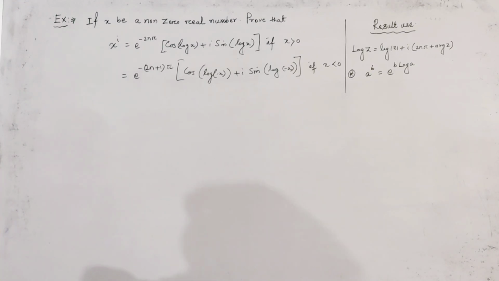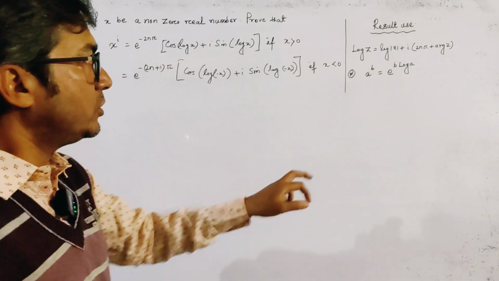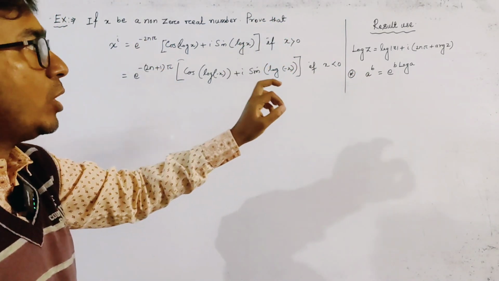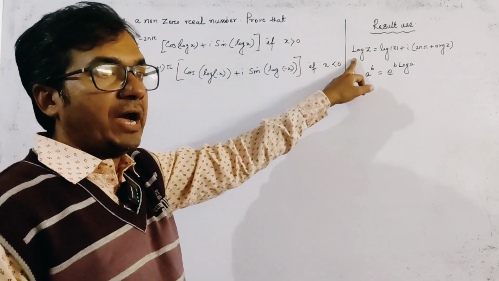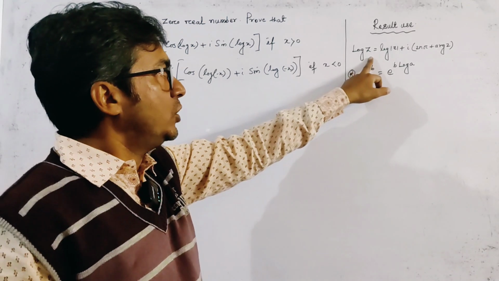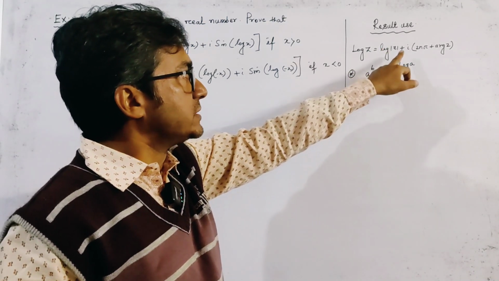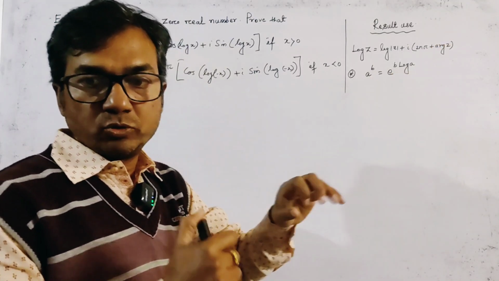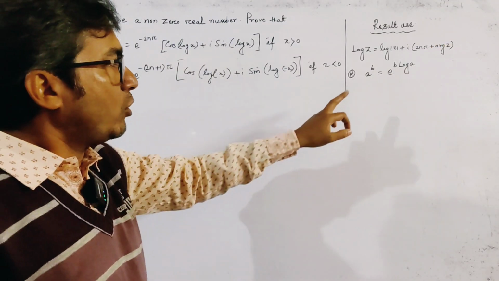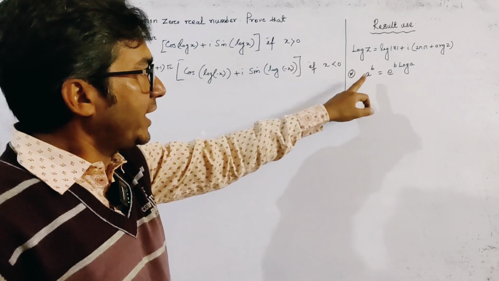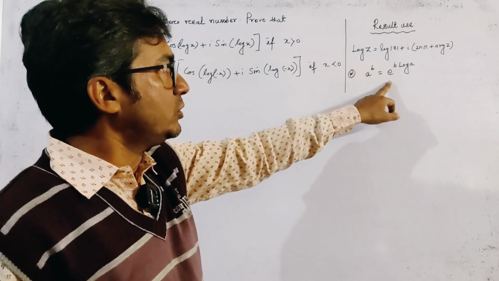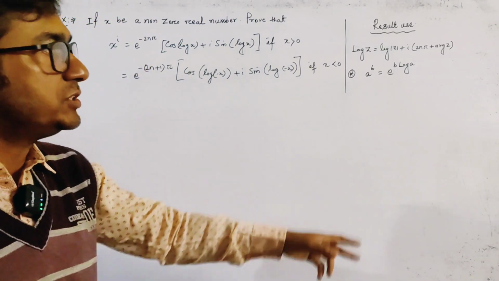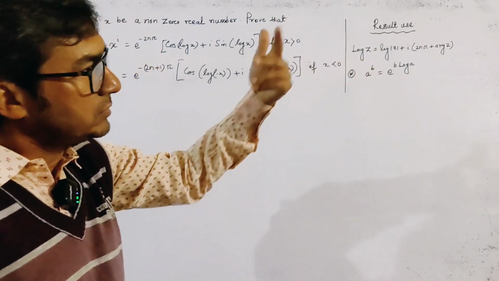Here we use an important result of complex numbers, which is the general value of the logarithm of z. It is written as capital Log z, which is given by log of mod z plus i times (2nπ plus argument of z, or amplitude of z). And we also use the result a^b is equal to e^(b log a). This is the definition of the exponential function. We generally use this result in every problem.